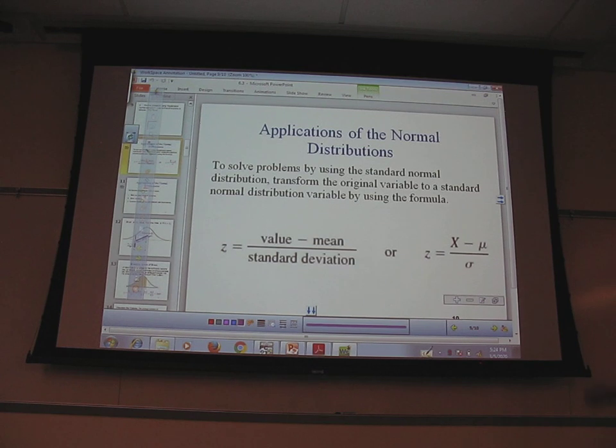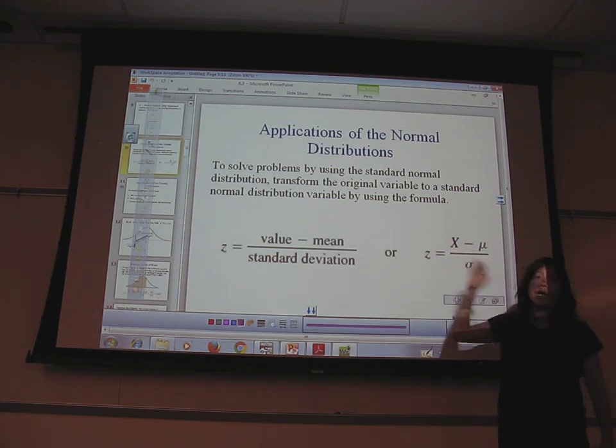Applications. Again, the application is just one extra layer. Instead of saying, what's the area between a z-score of blank and blank, we're saying, what's the probability of having a candy bar with calories between this and this? We're used to doing things with z-scores, so it's just one extra step.